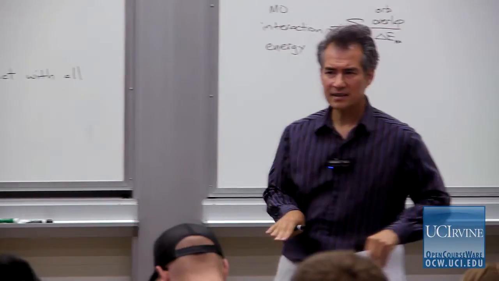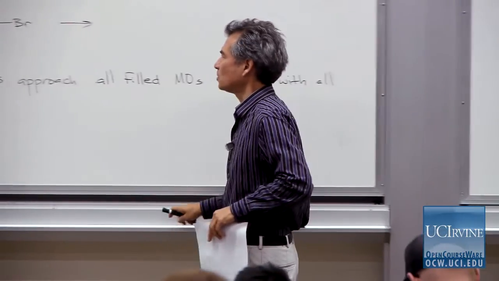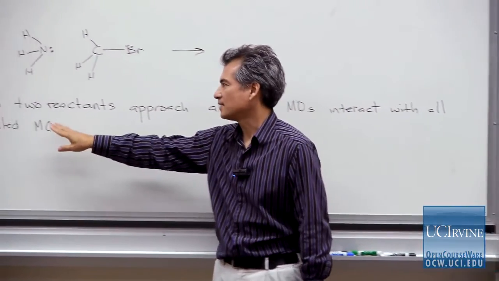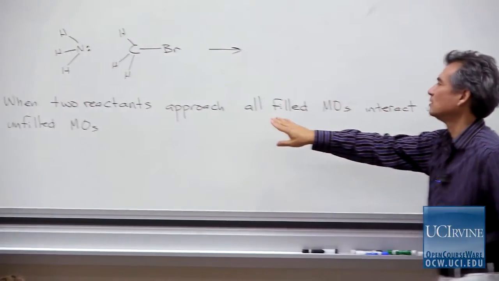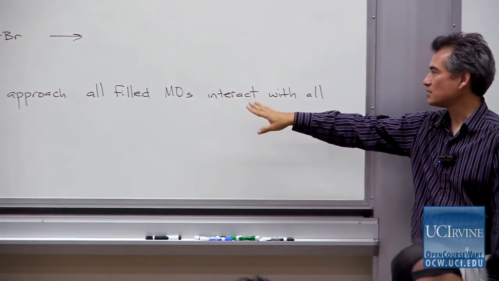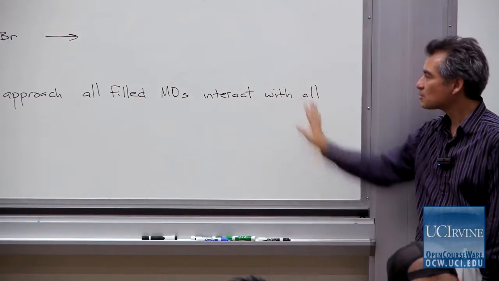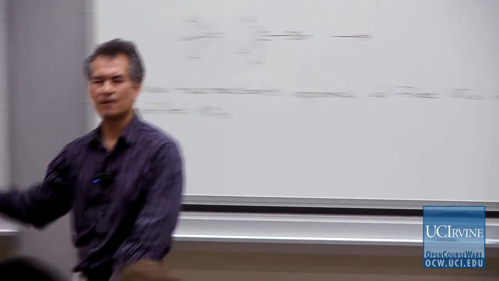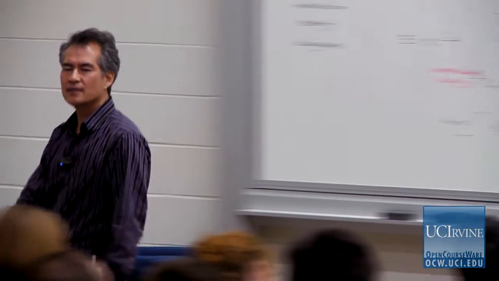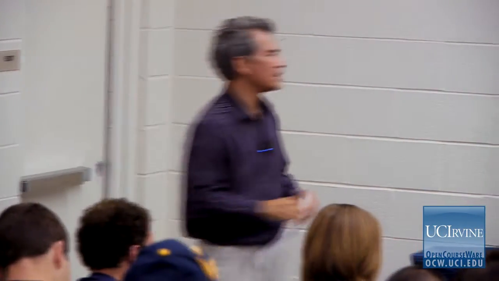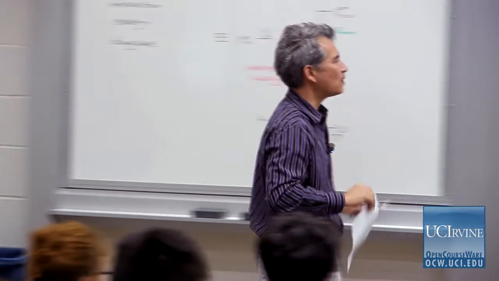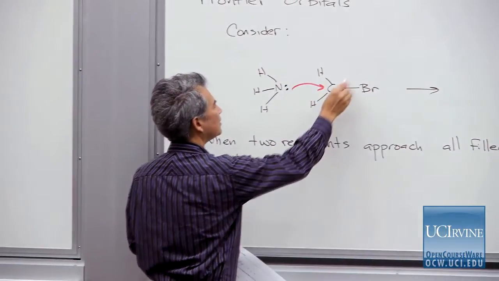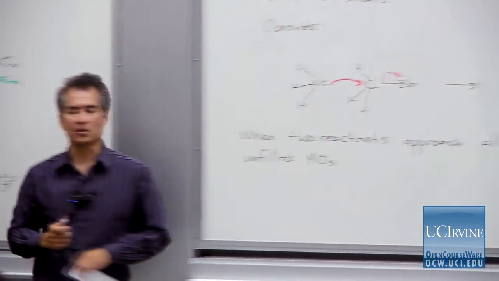And if you want to think about the interaction of an ammonia molecule with bromomethane, we have a rule that we have to satisfy. And that is that when two reactants approach, all of the filled orbital MOs in one molecule will interact with all the unfilled MOs in the other molecule, and vice versa. It's going to be this crazy, crazy way to think about things. If we really want to be accurate about what's happening as these two things approach, we have to think not about just this, but we have to think about every orbital interacting.